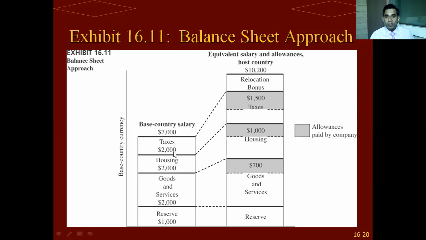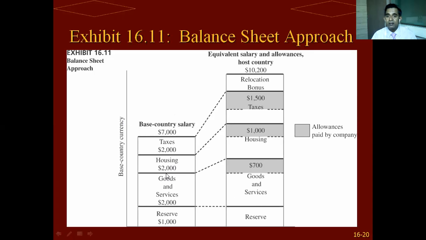Taxes in US are $2,000, and in the host country or other countries, $1,500. Housing is $2,000. Actually housing is $3,000 in the host country, but $1,000 is reimbursed by the company or paid by the company in base country. The taxes in host country are $3,500. So 2,000 is anyway there in the compensation system. Additional $1,500 are added to the expatriate pay package.